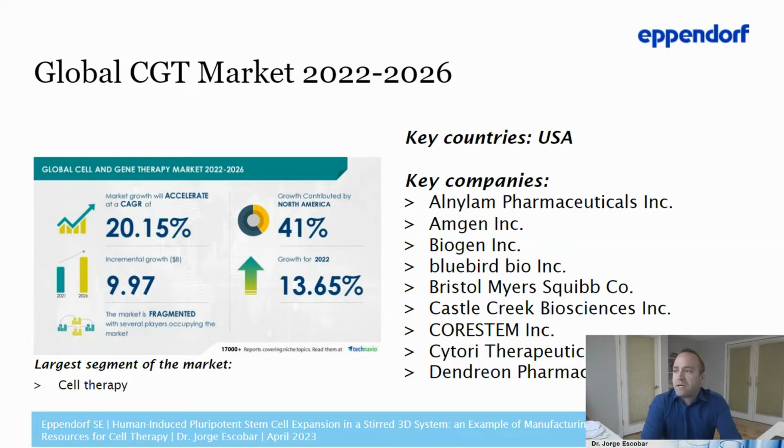Talking a little bit about the market, you see that the global cell and gene therapy market is set to grow close to $10 billion from 2022 to 2026, according to Technavio. And the market growth momentum will accelerate with growth around 20%, with the cell therapy segment being the largest contributor to the market, and North America accounting for 41% of the market over the forecast period.